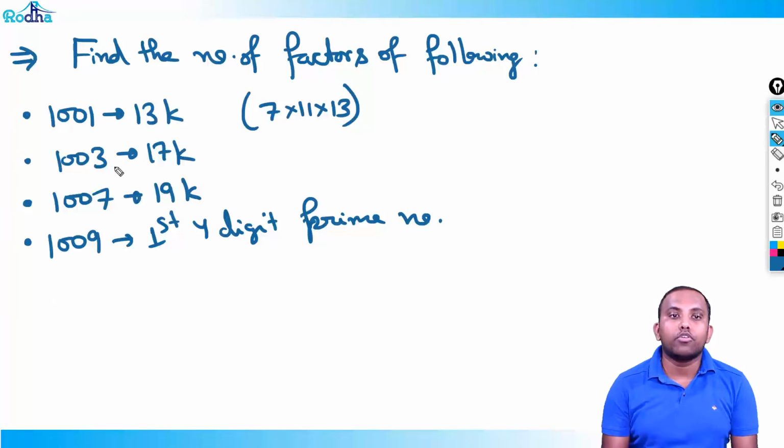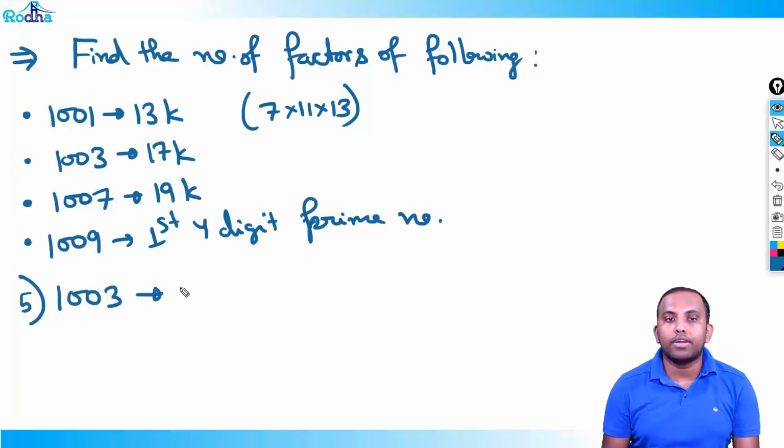Fifth question was 1003. How many factors of 1003? What is 1003? It is a multiple of 17. So divide by 17. 17 times 5 is 85, then 153, right? So it is 59 times. That means it is 17 into 59.